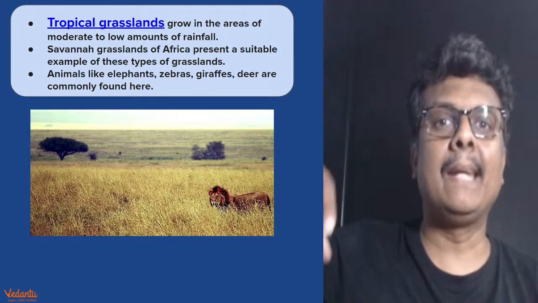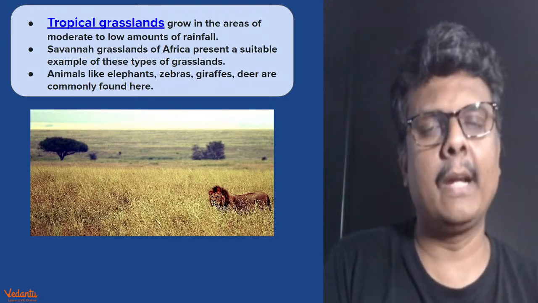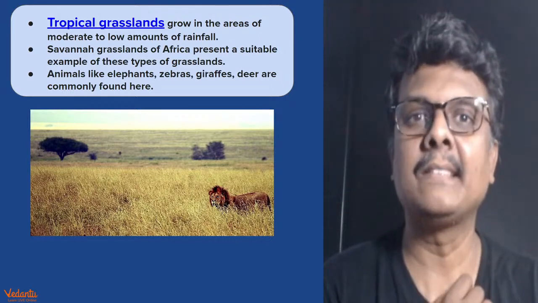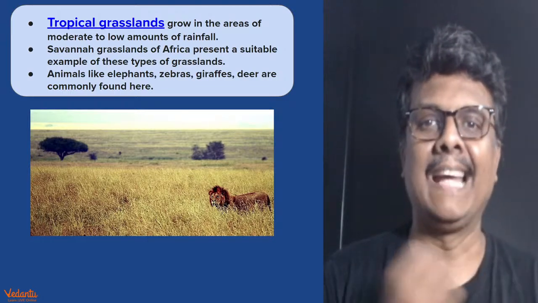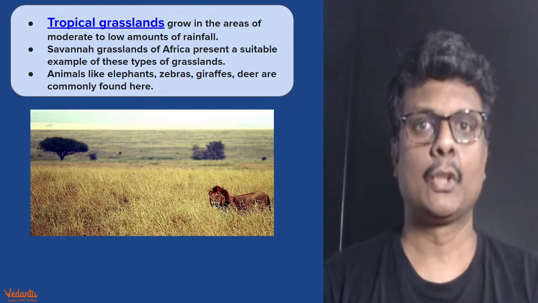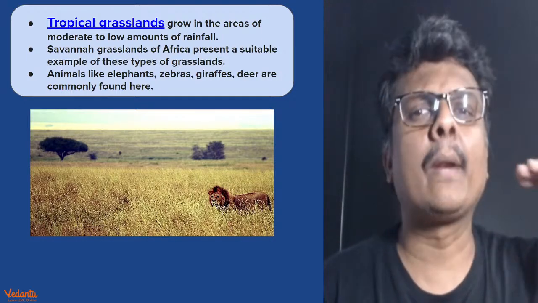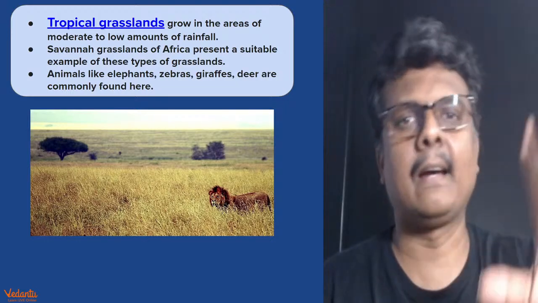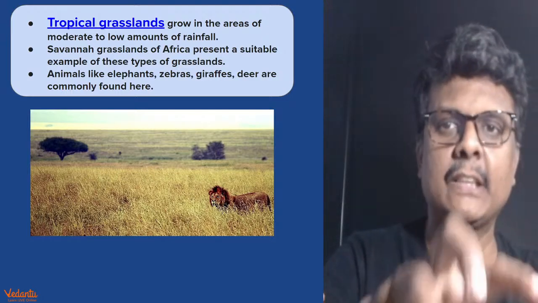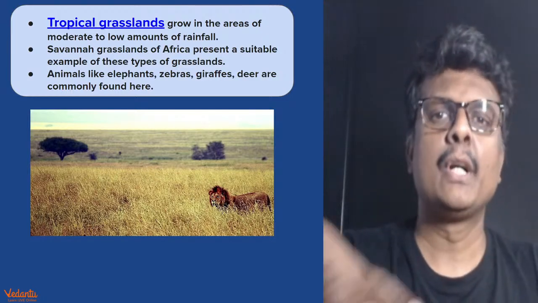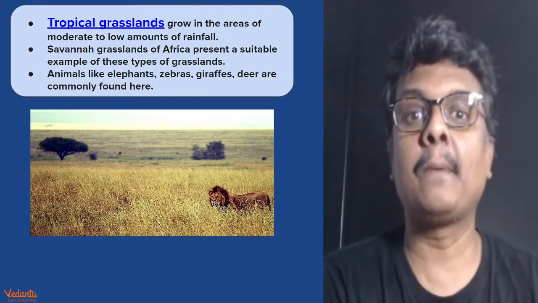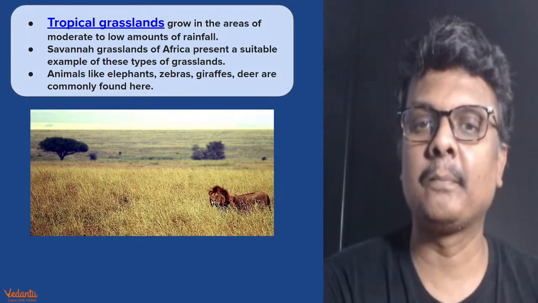They grow in areas where there is a little less rainfall, moderate to low. Savanna in Africa, a classical example of tropical grassland. Elephant, zebra, giraffes, deer are common in this place. So tropical grassland, medium to low rainfall. Example, savanna in Africa. You see the picture? It's not too green, but at the same time, it's not too dry also. And you have elephant, zebra, giraffes, deer. Typically they are found here.